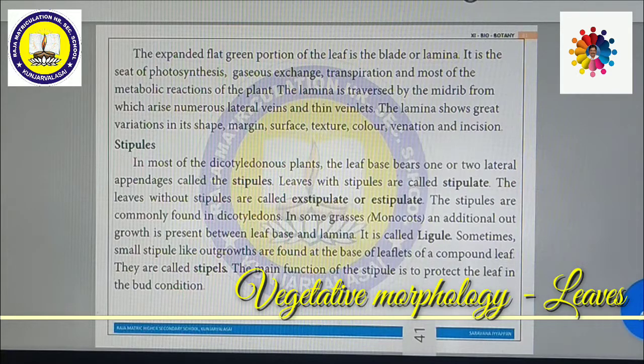Sometimes small stipule-like outgrowths are found at the base of leaflets of the compound leaf as well. Mostly in compound leaves there is no stipule at all, but rarely in some compound leaves there are leaflets like stipules. They are called stipels. We cannot call them stipules. The main function of stipule is to protect the leaf in the bud condition.